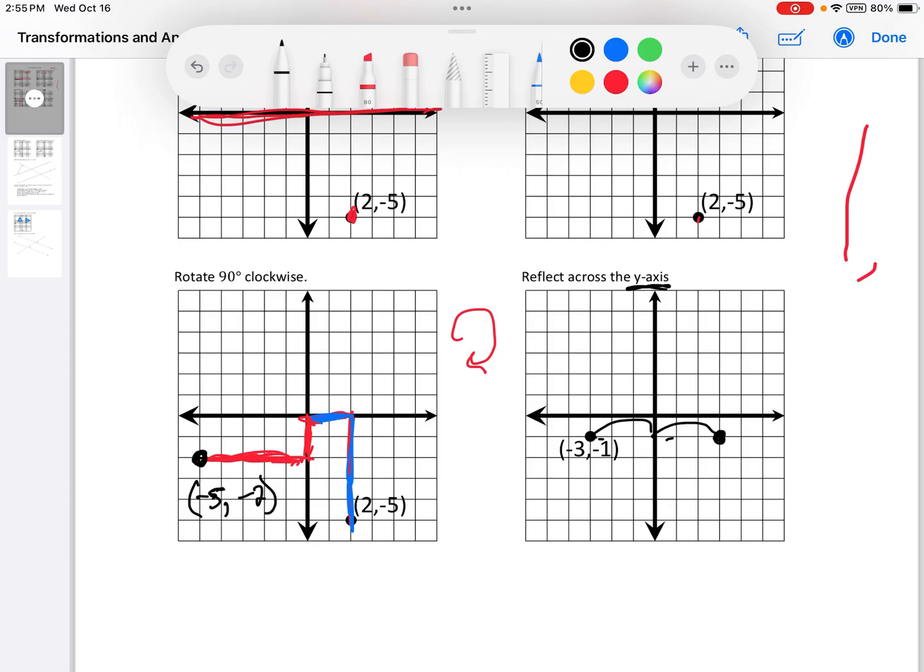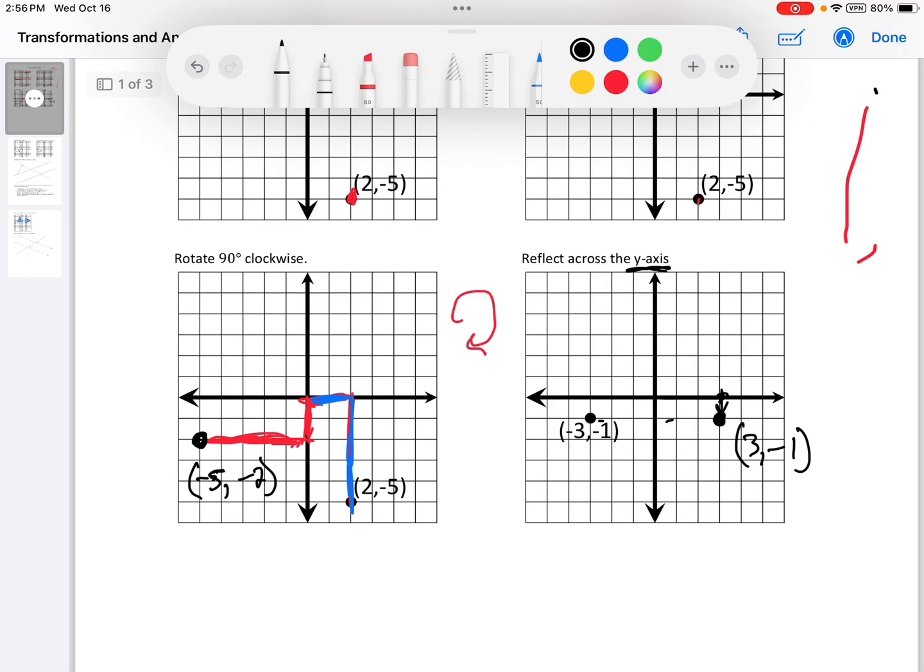There's 3, there's 3. So what are the coordinates? Well, it's 3 to the right and 1 down. 3, -1. All right, any questions so far? Make sure to ask your teacher.